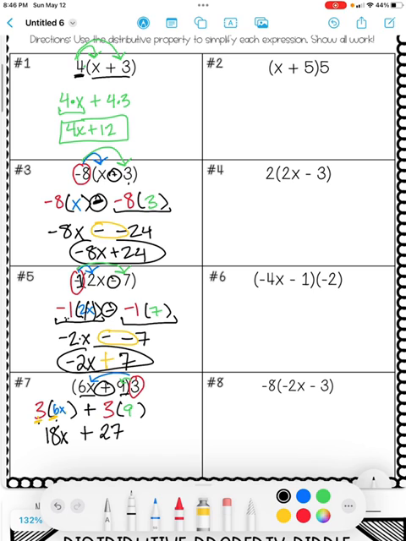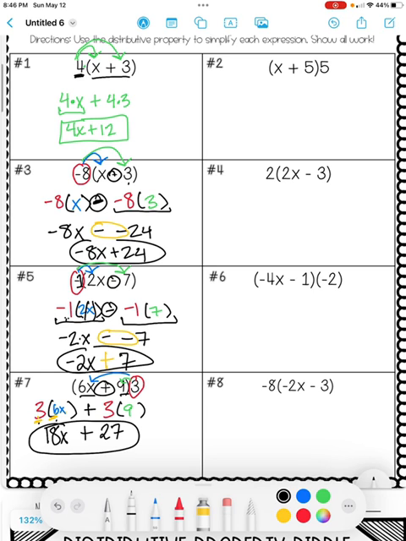Okay, I cannot simplify that anymore, because 18x is a variable term and 27 is a constant term. They're not the same type of term, so I cannot combine them. Okay, next I'll go to the even numbers now.